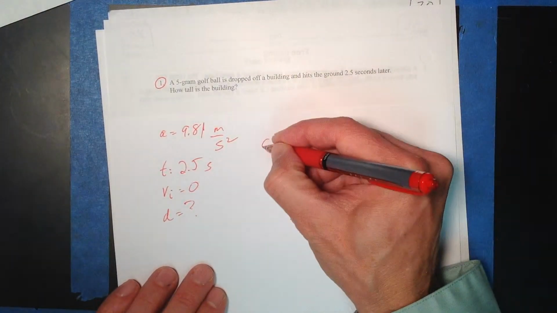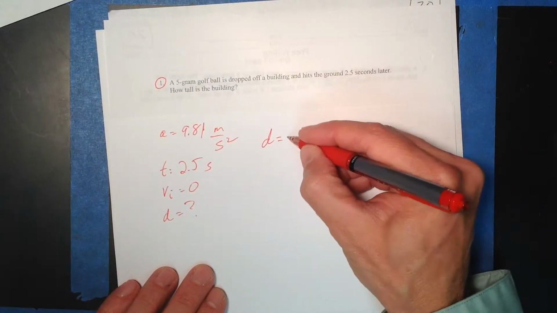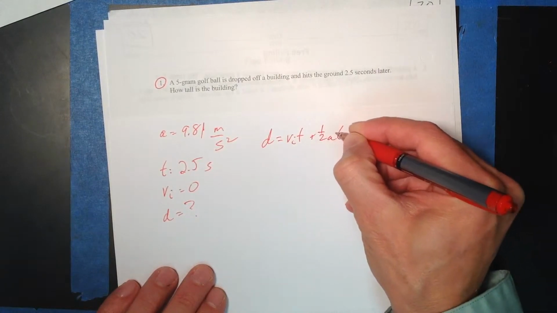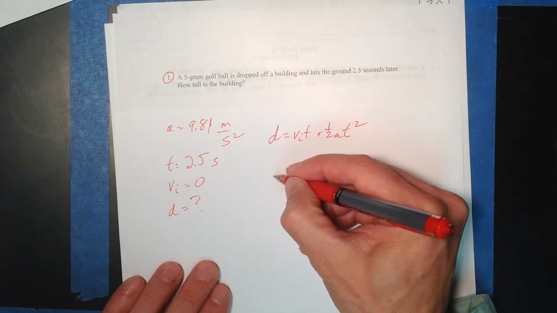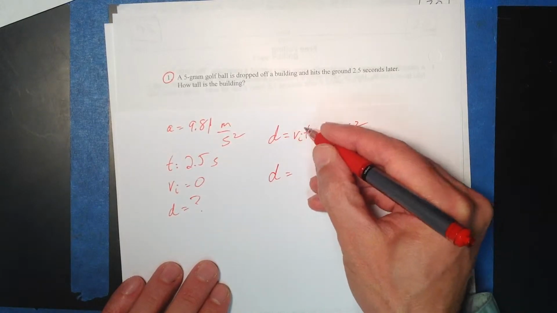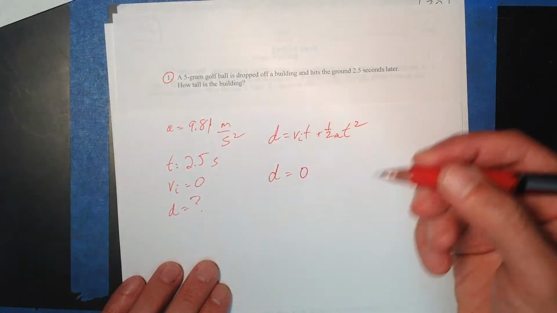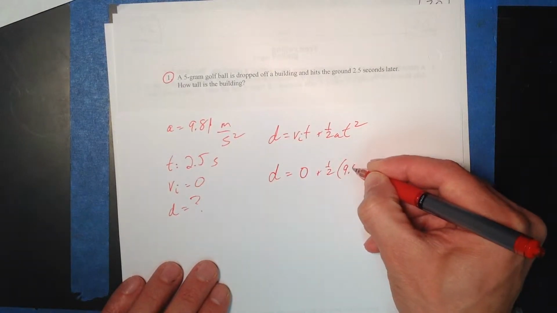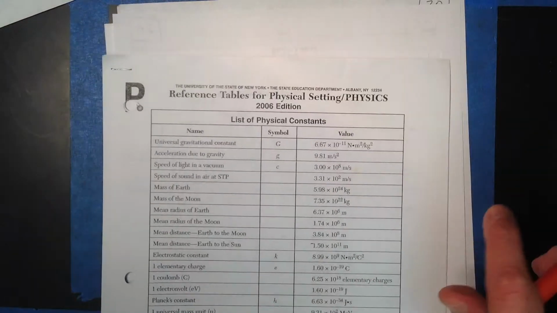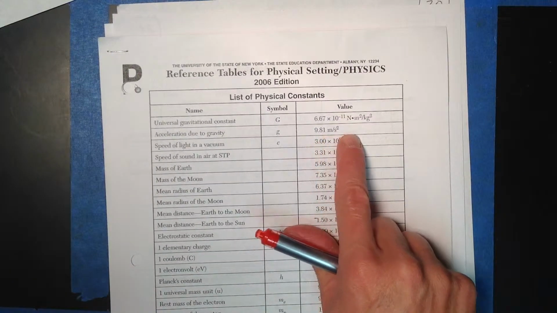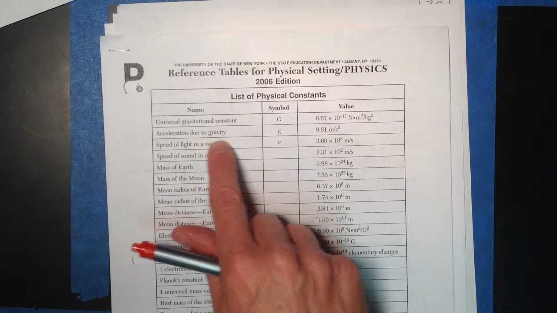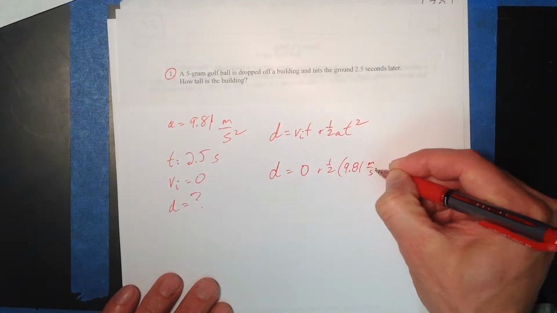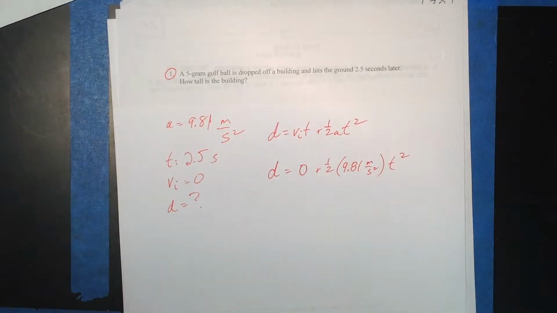The formula is D equals VIT plus 1/2 AT squared. So the D is what we're trying to find, distance. This is 0, which is nice, because initial velocity falling downward is 0, plus 1/2 acceleration. It's on the front of your reference table. You don't need to memorize it. It is right here, 9.81 meters per second squared, acceleration due to gravity, times t squared.